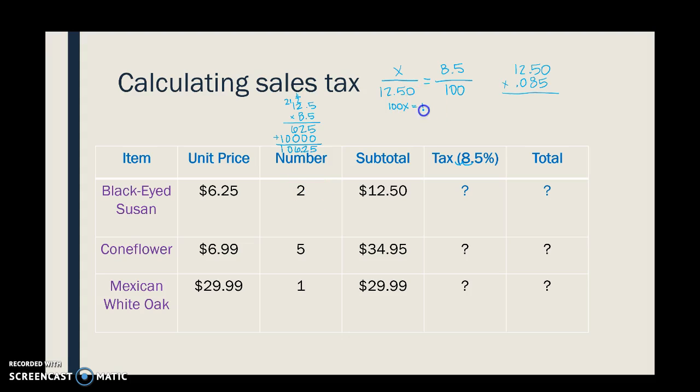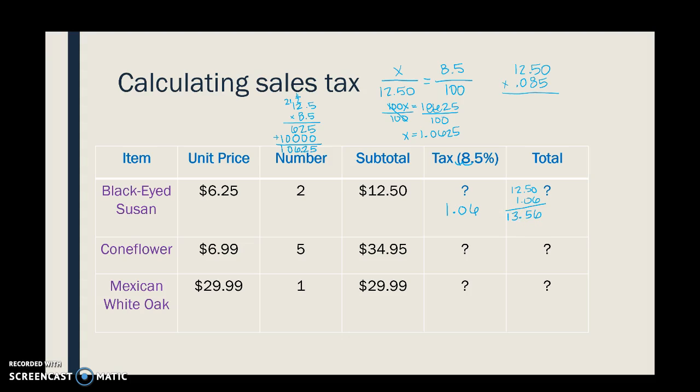and so it's 106.25. Now I divide by 100. Divide by 100 to isolate my x. So x is, I move my decimal 2 places, 1.0625. So my tax, if I round it, would be 1.06. And then my total is my subtotal, $12.50, plus 1.06.